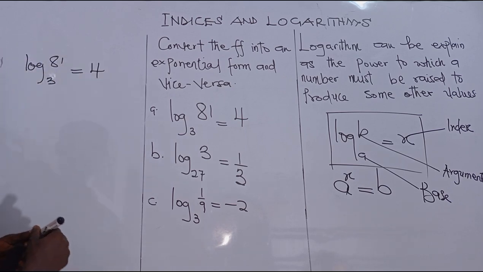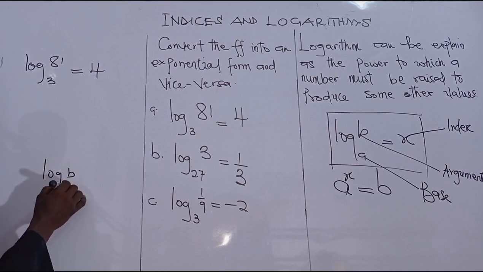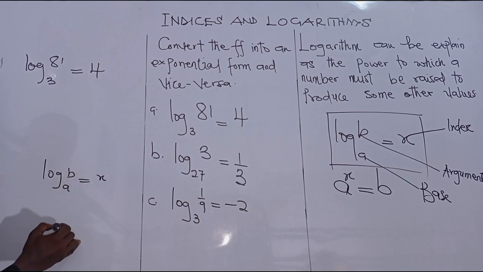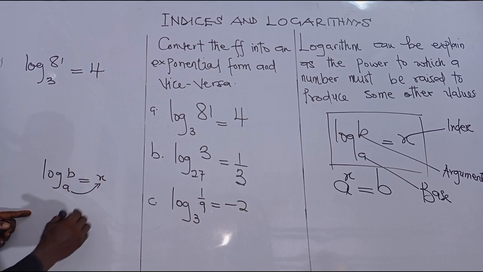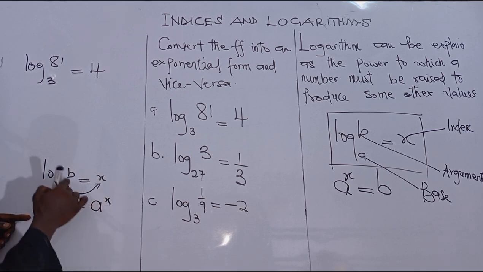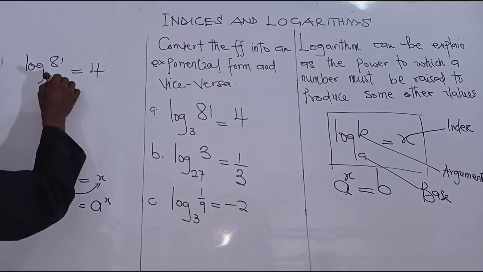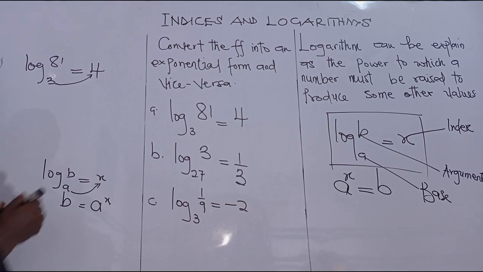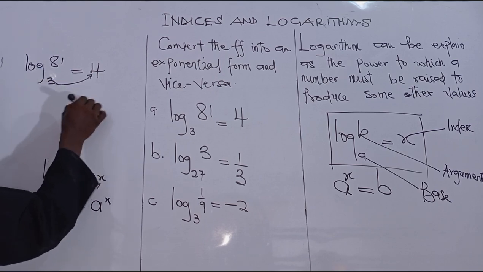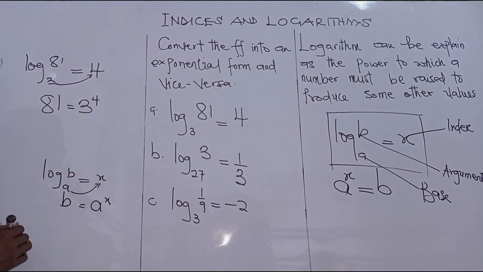So applying the concept, earlier we said that when you have log of b to the base of a is equal to x, the base of the logarithm will move and become the base of the exponent. So you have a raised to the power x, and we are left with b. We are going to apply this concept here. This is the base of the logarithm. It will move and become the base of the exponent. So you have 3 raised to the power 4. We are left with 81. As easy as that.